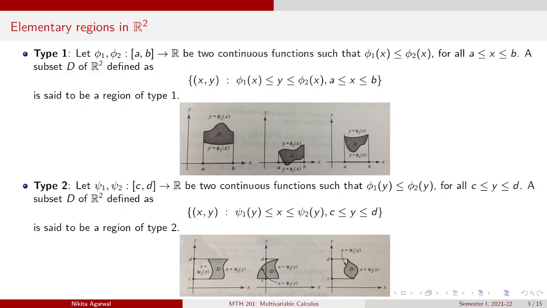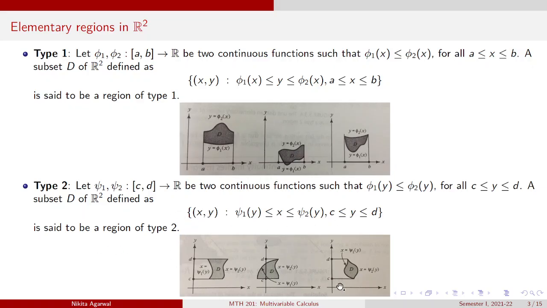Then we have type 2 regions where you have two functions psi1 and psi2 from closed interval [c, d] to R which are continuous and psi1 is less than or equal to psi2 for all y between c and d. Then a subset D which is the collection of all the points in R2 such that the x coordinate lies between psi1(y) and psi2(y) and the y coordinate varies from c to d is said to be of type 2.